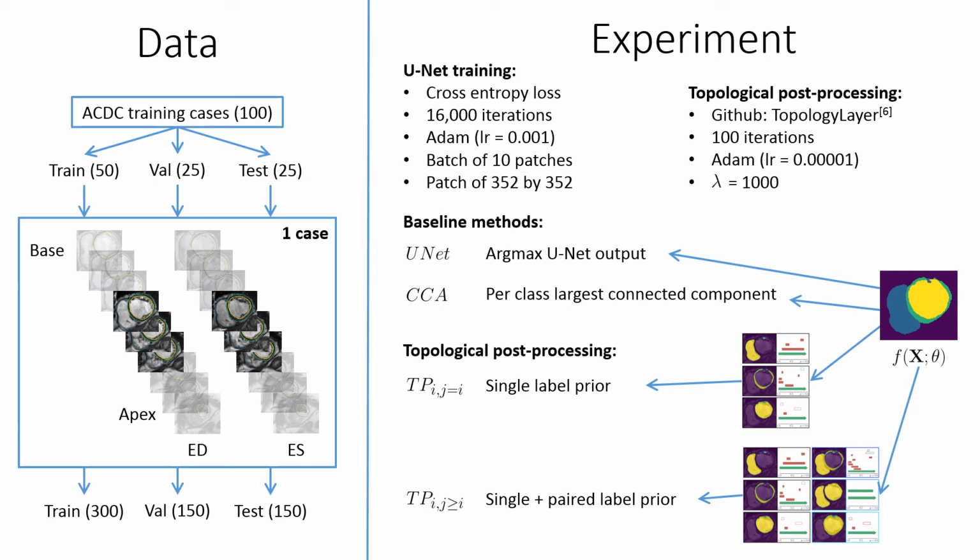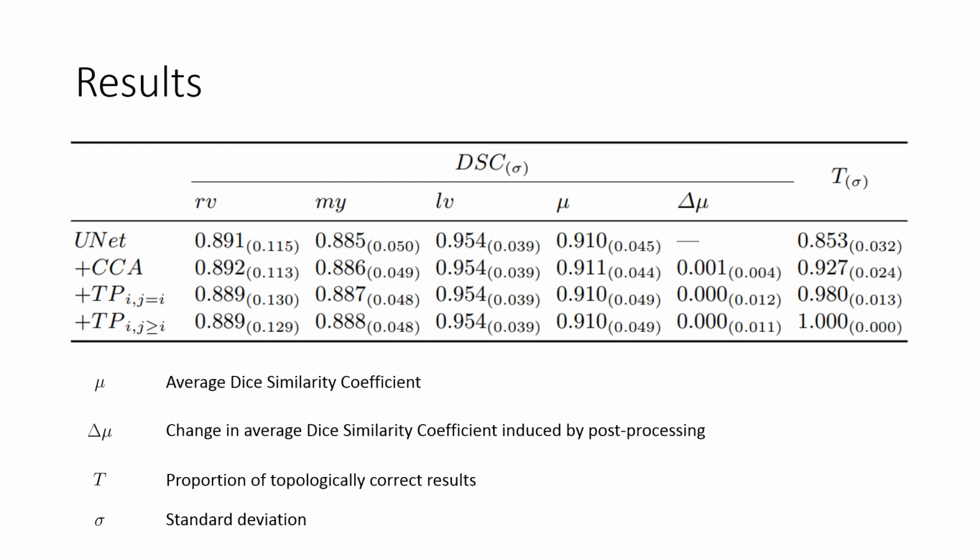We compared these against 2 flavors of multi-class topological post-processing. One considered topological priors for individual classes only, representing a naive extension of previous work. The second considered topological priors for both individual and paired classes, in other words, our full implementation. Here are the results. In the table, we show overlap performance and in particular the change in Dice score associated with each post-processing method. We also show the topological accuracy of each approach as the proportion of test cases for which the predicted segmentation returned the correct topology.